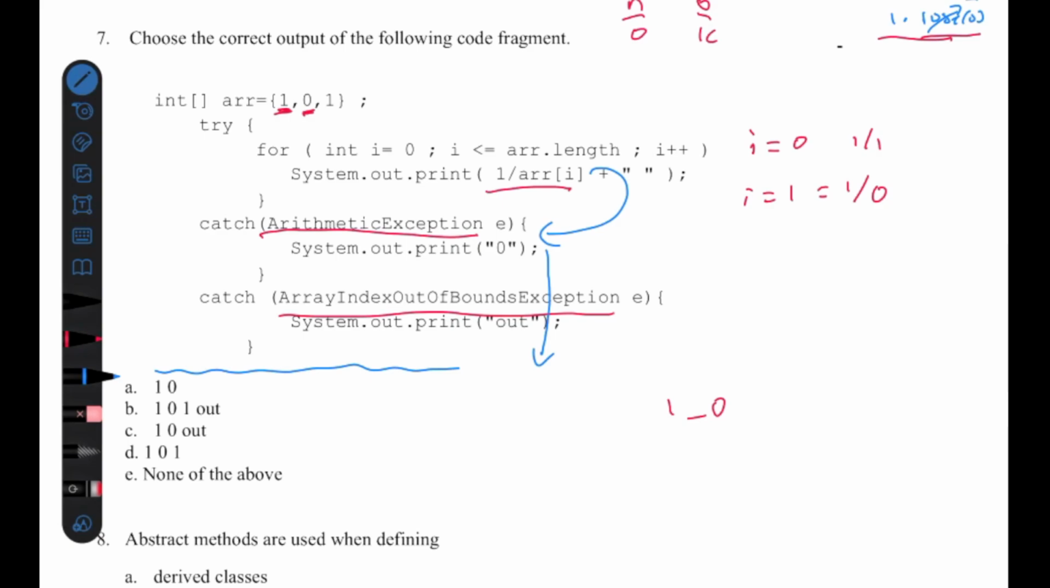Because this for loop is inside the try statement, whenever you get any exception you immediately jump to the catch statements. Or if you don't have the right catch statement, the program will terminate. So that's why we only get 1 space 0 as the output.